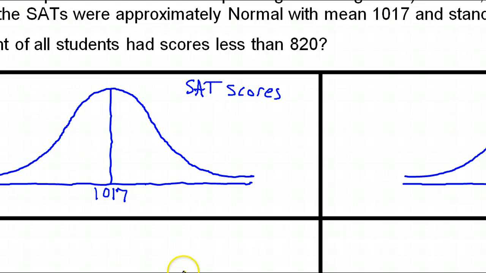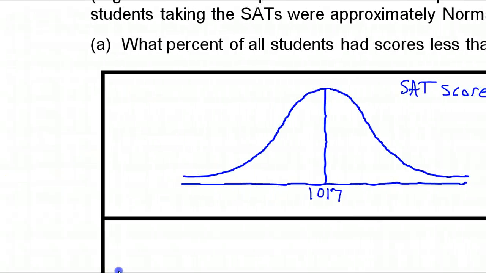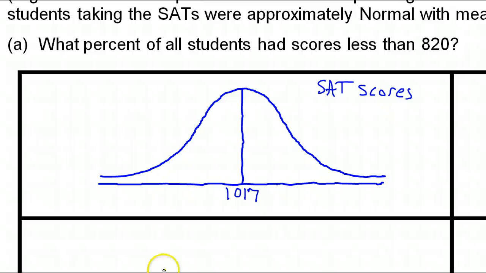So we got the mean. Okay, so they want to know what percent of students had scores less than 820. Now 820 is definitely to the left of this, so I'm just going to put it over here somewhere. Okay, so let's say this is 820. Less than 820, so we're talking about to the left of 820.